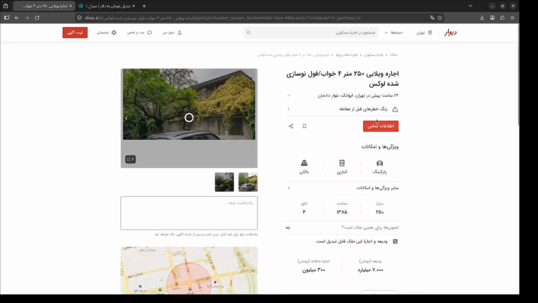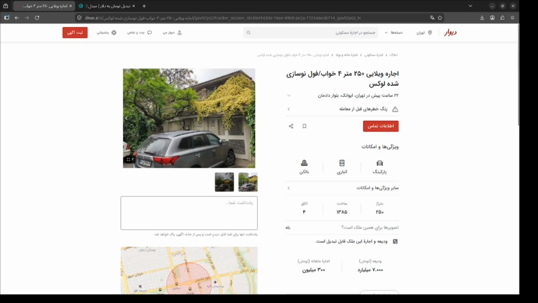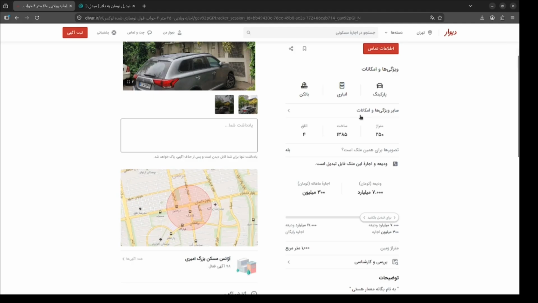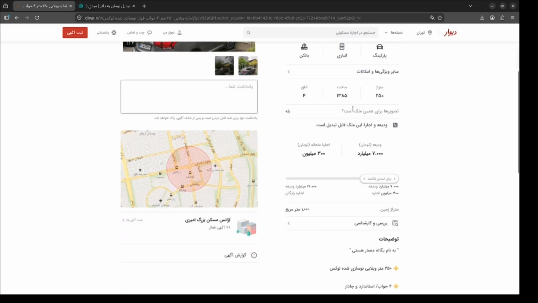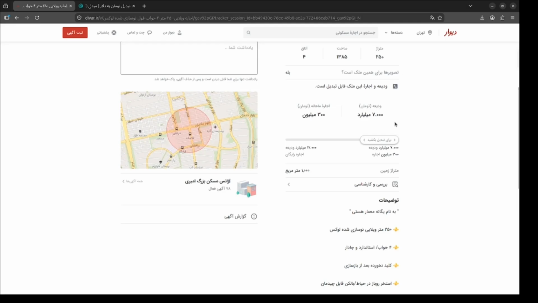Okay, it's a villa. That's great. And 250 meters, 4 bedrooms. It has almost everything: balcony, deep parking, basement. But it's old, but they just made a few changes to the house, and it's expensive, extremely expensive.